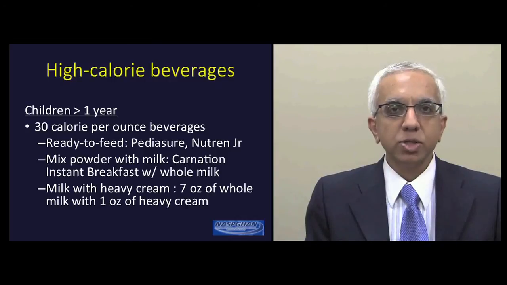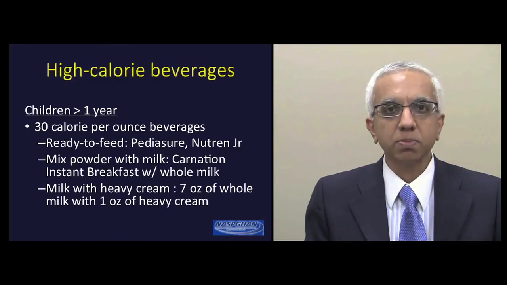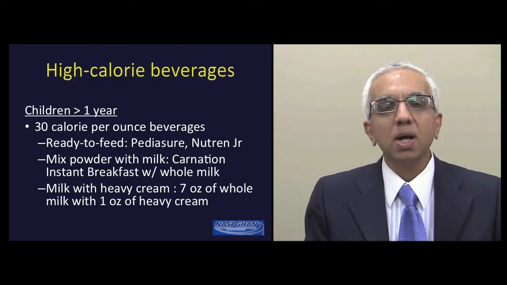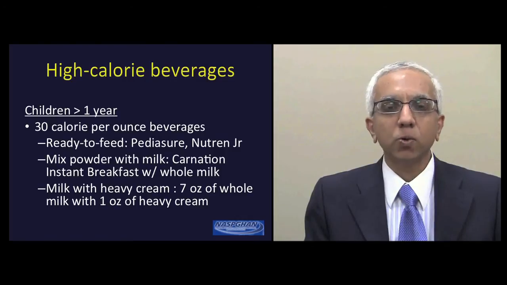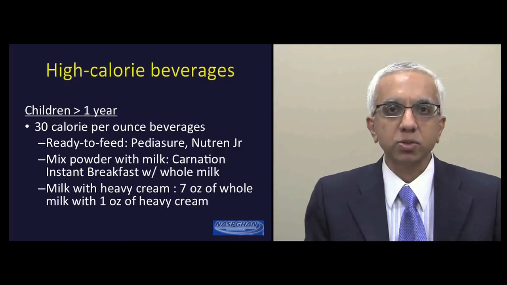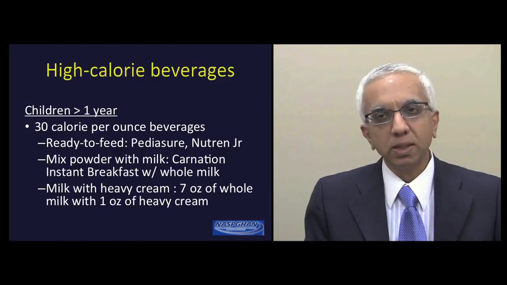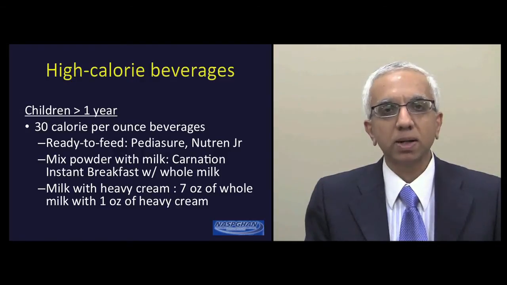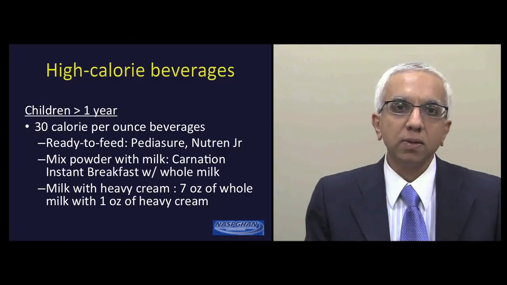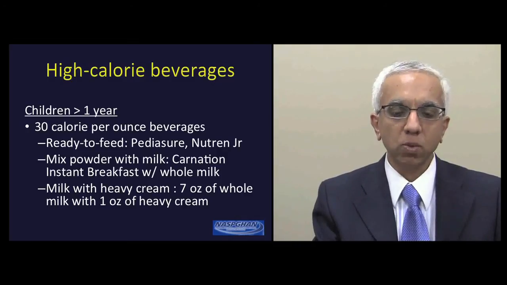The slightly cheaper version of that is to use a powder which is then added to whole milk. This can be accomplished by using Carnation Instant Breakfast. The final approach is to use whole milk, 7 ounces of whole milk with 1 ounce of heavy cream. It will still give you the 30 calorie per ounce beverage, but not necessarily with all the vitamins and minerals that you may want to add.